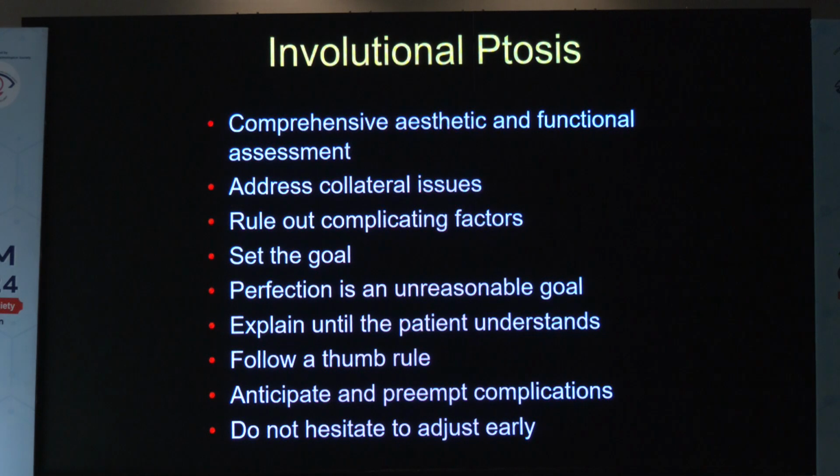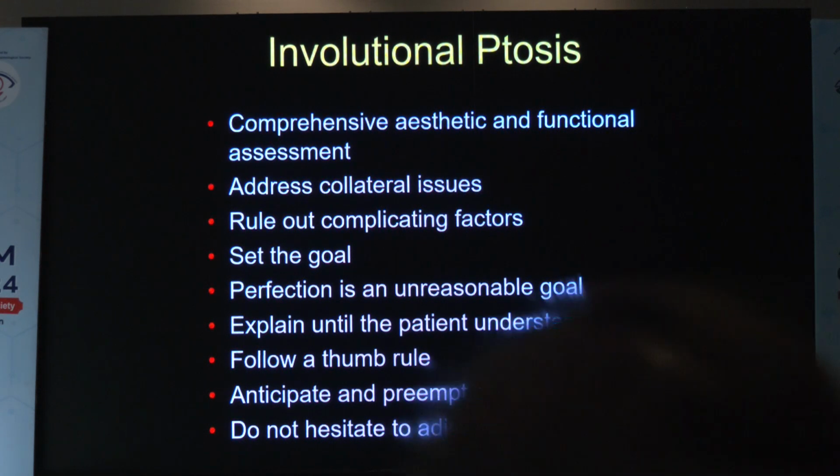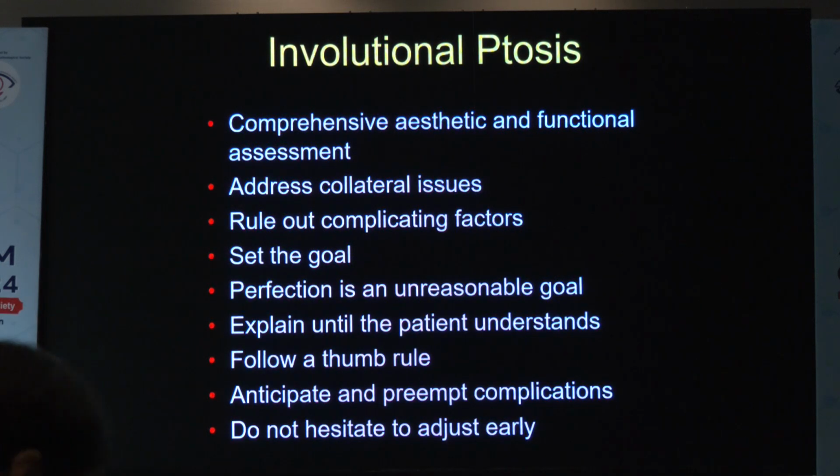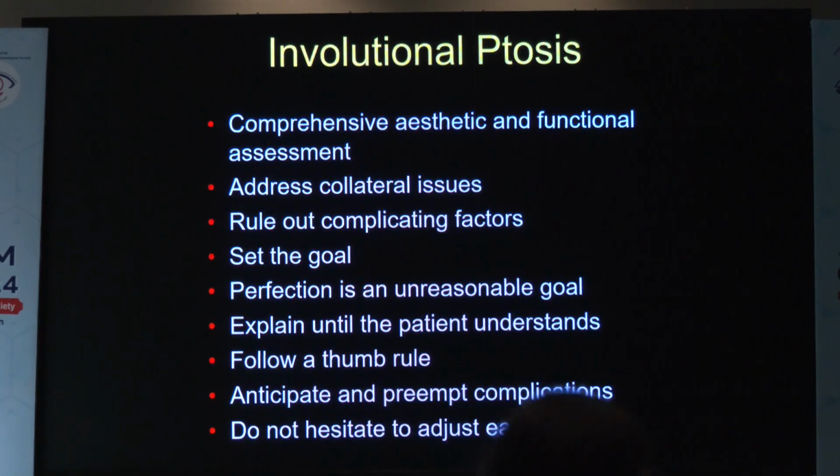And of course, you can do levator resection in patients who have poor levator function, say 6, 7, 8 millimeter levator function, which is considered fair, but not good enough for levator reattachment. In such patients, you can do advancement or small resection as well. Perfection is an unreasonable goal in ptosis surgery. This you have to explain till the patient understands.